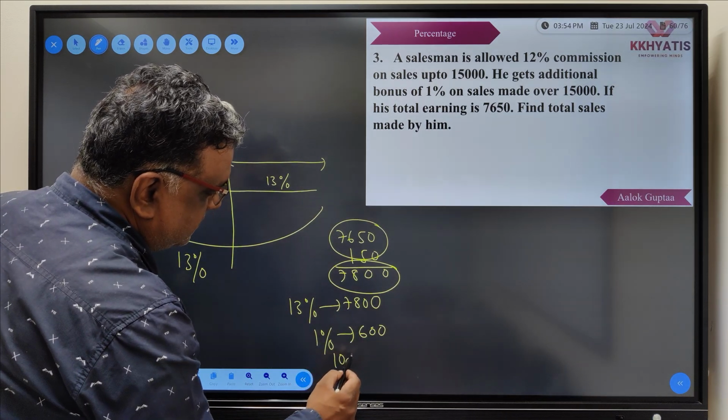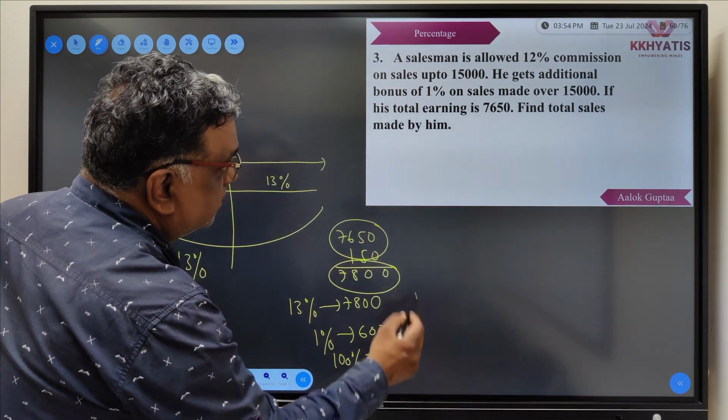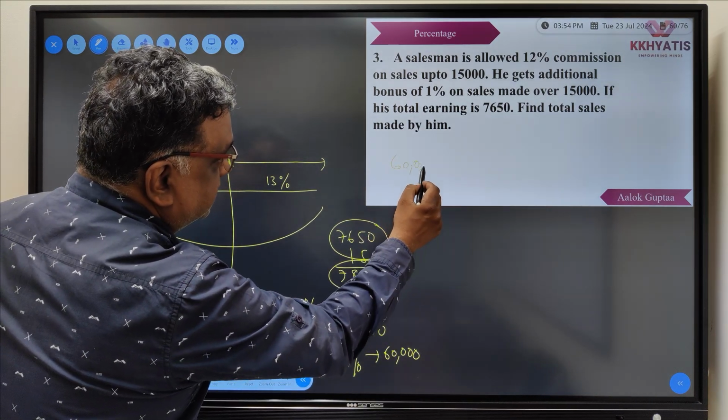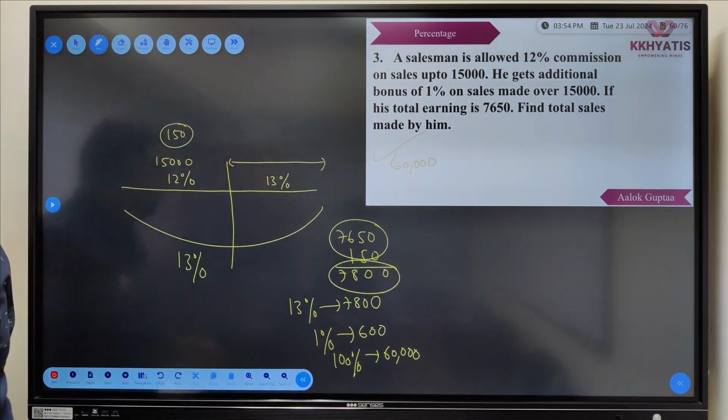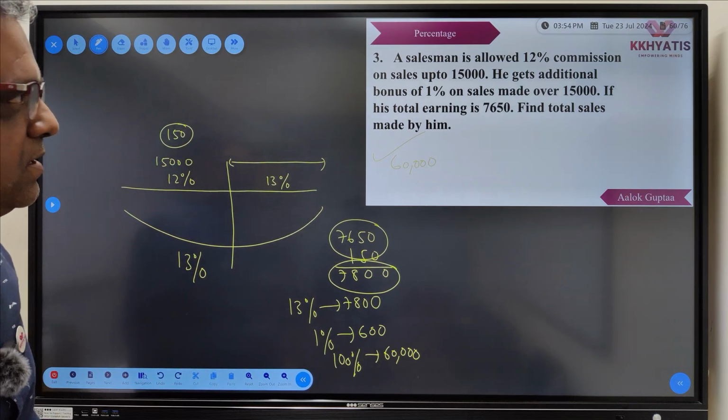So 100% is his sales. So that will be 60,000. So 60,000 is the answer for this. Clear? So by this method, we just are able to solve the sum in 5-10 seconds.